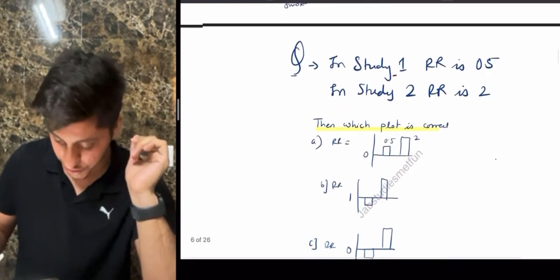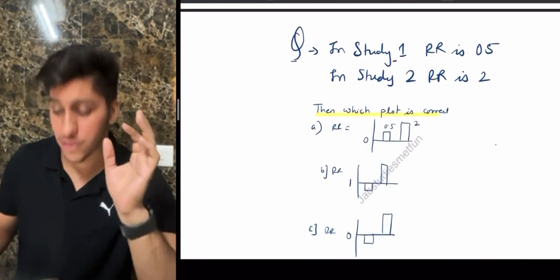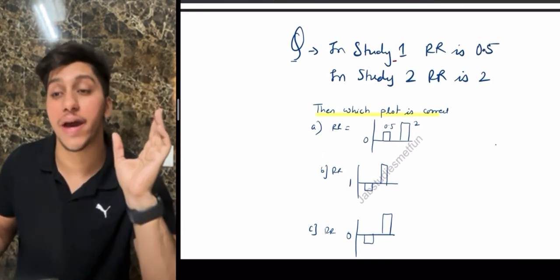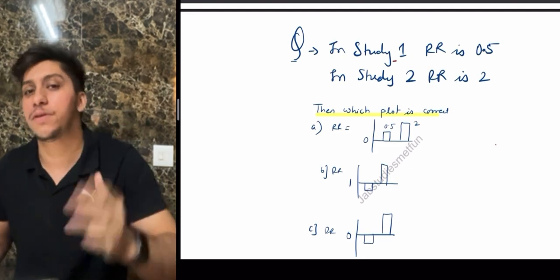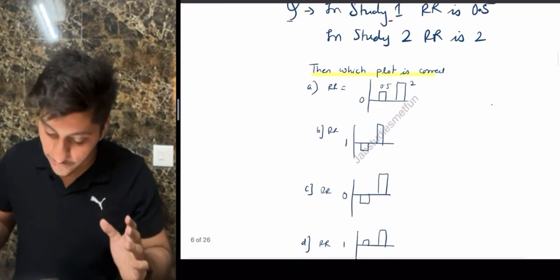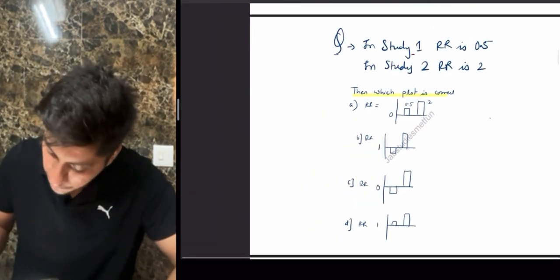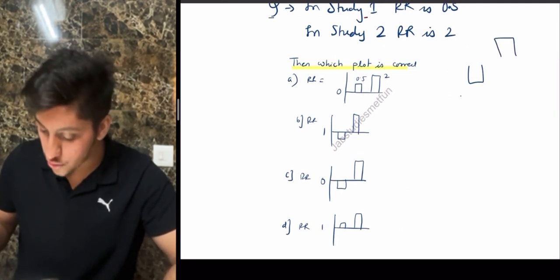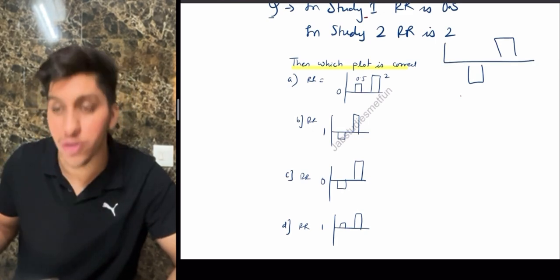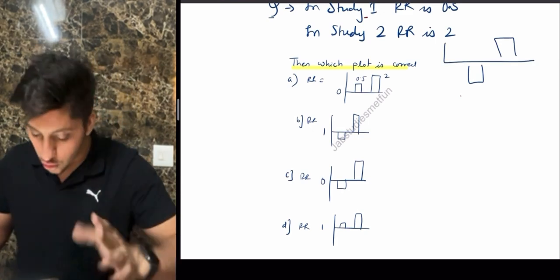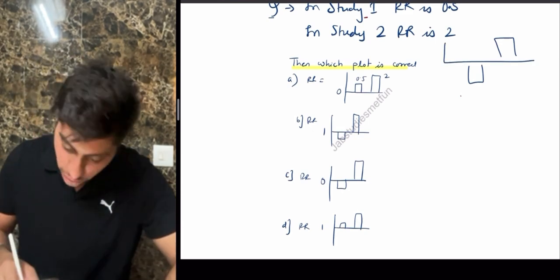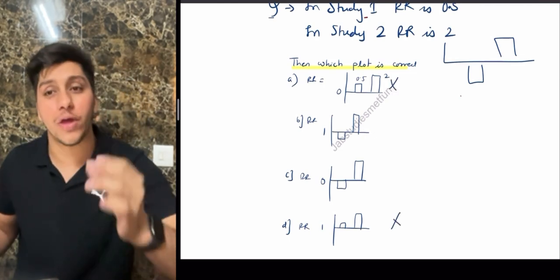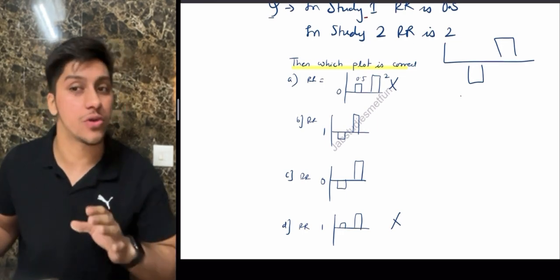Now if you have a question: in study 1, RR was 0.5 and in study 2, RR is 2. Now find out what will be the plot. Okay. Over here, first what they're trying to say is we have one value which is below 1 and one value which is above 1. So now we know that our graph is going to be something like this. So first we need to rule out: this is not going to happen, this is also not going to happen. Now you have B and C as options. How are you going to choose?